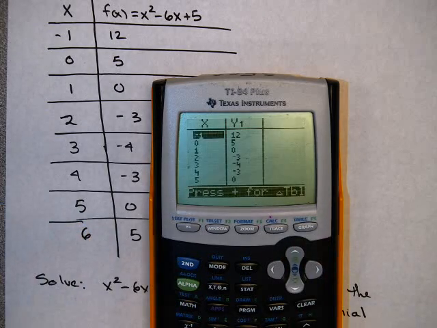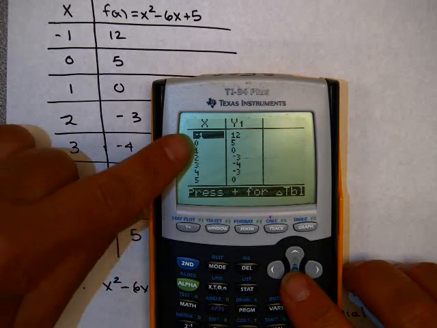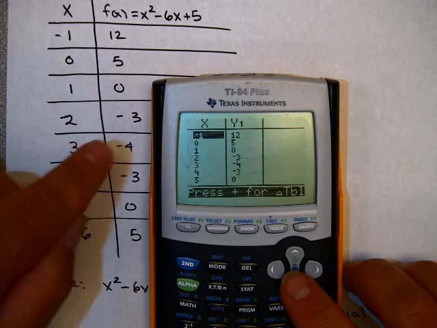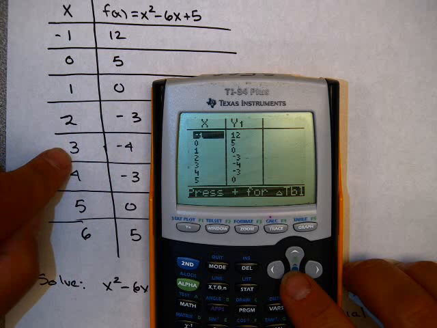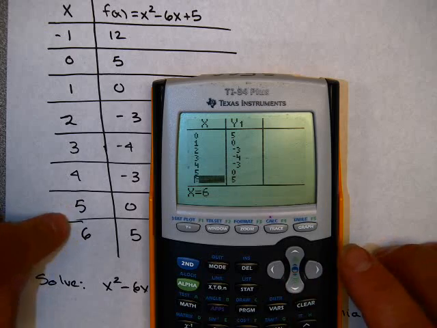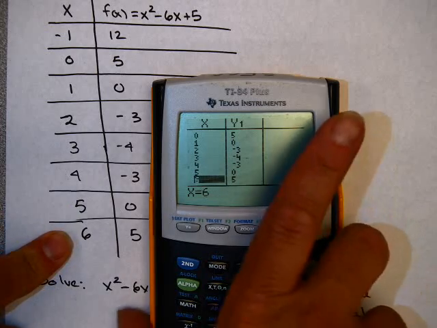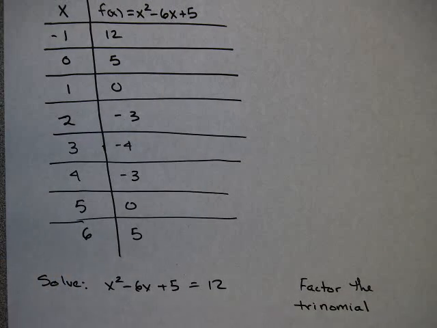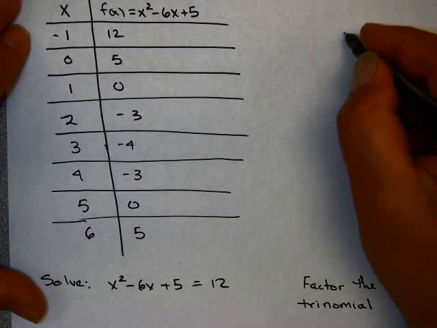Notice table is second graph. This gives me my table. So I have negative 1, 12; 0, 5; 1, 0; 2, negative 3; 3, negative 4; 4, negative 3; 5, 0. If you want to keep going, you'll see 6, 5. Now I'll put this off to the side. That's the same thing as if you were just calculating these by hand.